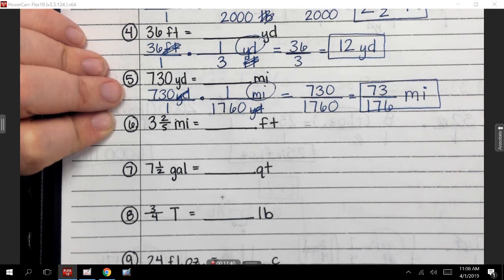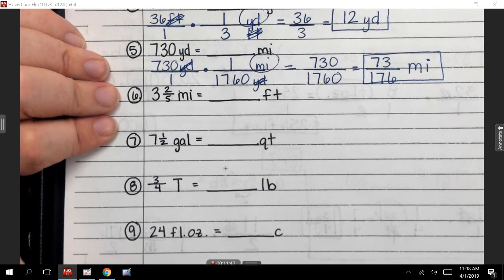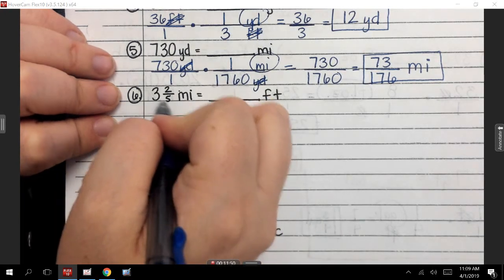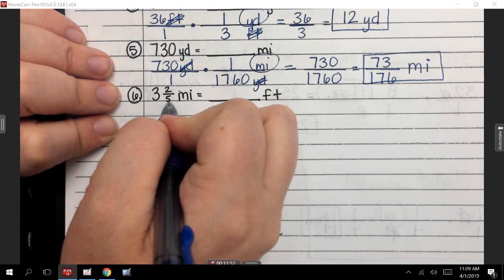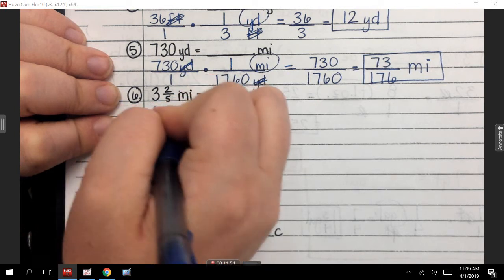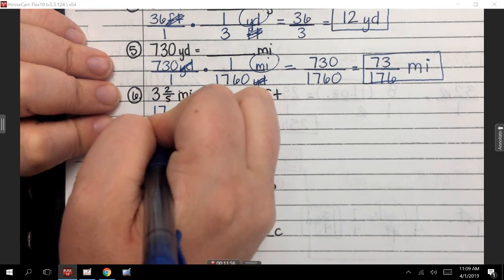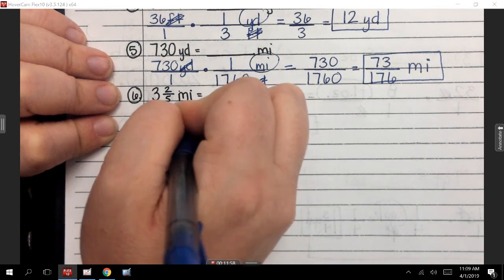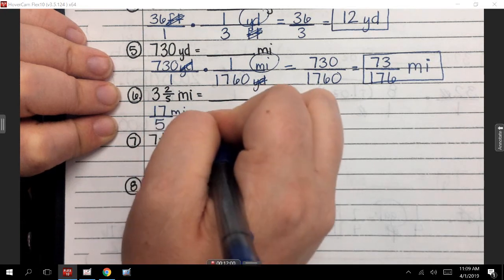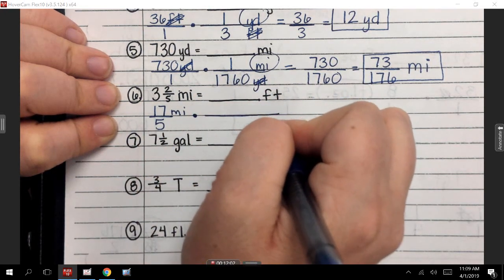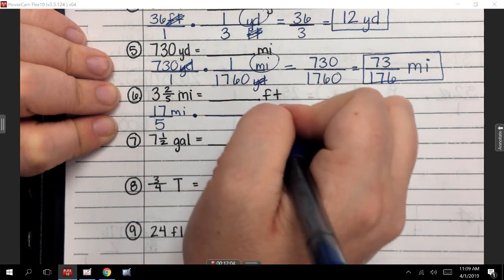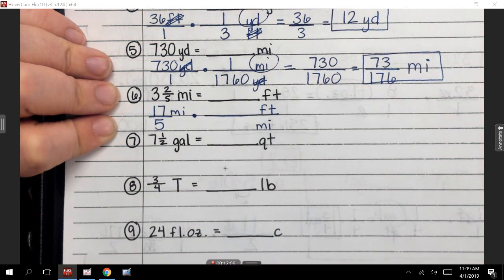All right. Number 6, what do I need to do to set up that fraction? On number 6, what do I need to do to set up that fraction? Backwards C. 3 times 5 is? 15 plus 2. 17 over 5. And make sure my miles stay on top. Times miles on bottom. Feet on top. What number goes next to my feet?